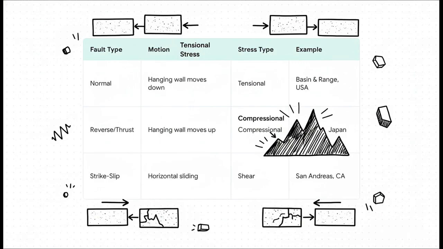And really, depending on the forces at play, you get one of three main types. If the plates are pulling apart, we call that tensional stress. The hanging wall slides down, and you get a normal fault. If the plates are smashing together, that's compressional stress. The hanging wall gets pushed up, creating a reverse or thrust fault. These cause the biggest quakes on the planet.